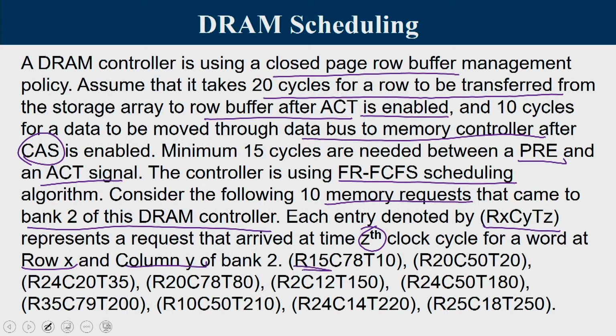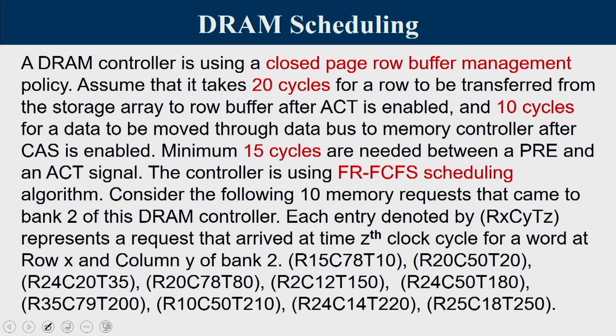So this means row 15, column 78, the request came at time 10. Row 20, column 50, at time 20. So you have a sequence of requests. Now we are supposed to work out at what times these signals are being applied, or by what time you can complete the operation.